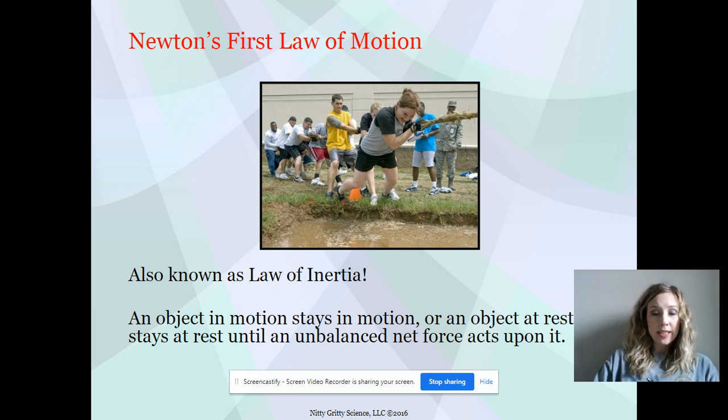This is basically the reason that you have to wear a seatbelt when you're in the car, because if something hits your car, that's a different object than you inside of the car. If you're traveling at 80 miles an hour and something hits the car and stops it, you are going to continue moving at 80 miles an hour unless something causes you to stop. So that's why seatbelts are important, because of Newton's first law of motion.